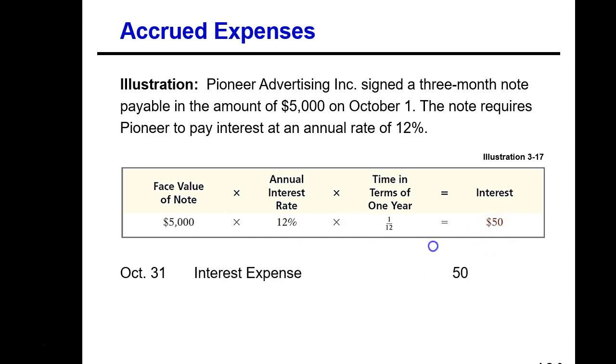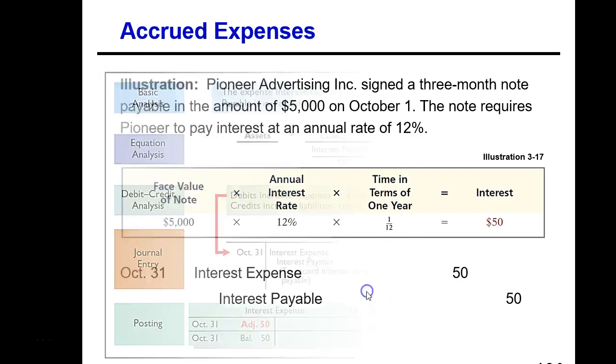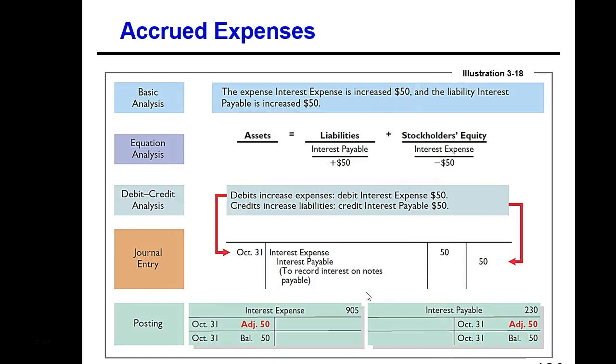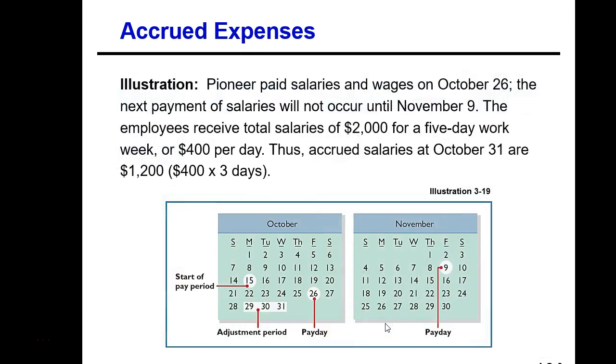To make the adjusting entry, we're going to debit the expense account and credit a payable account for $50. That's to record the expense and show the amount that is owed in interest by the end of the current accounting period. Once again, after you make the journal entry, you would then post that transaction to the appropriate ledger account. Okay?